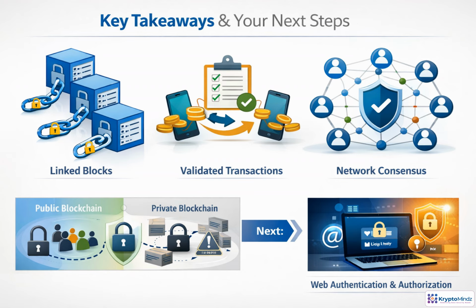You now have your first blockchain mental model. Linked blocks preserve history, transactions propose state changes, and nodes validate, share, and agree on that history. You can also distinguish public and private chains by access and trust. Next, we'll connect this ledger layer to authentication, authorization, and access control.